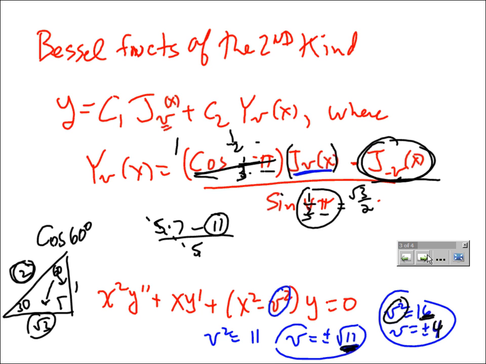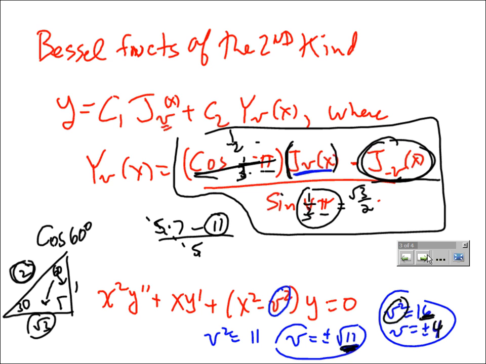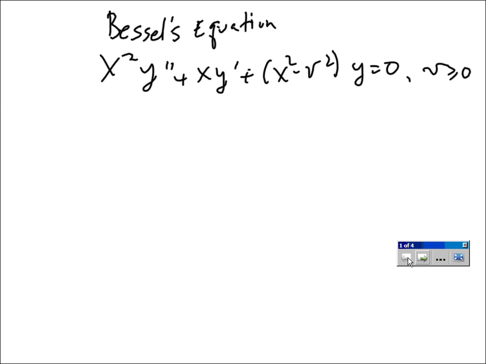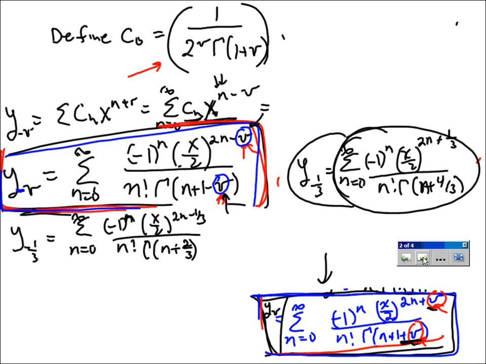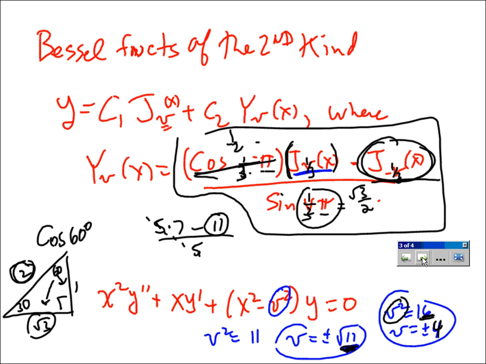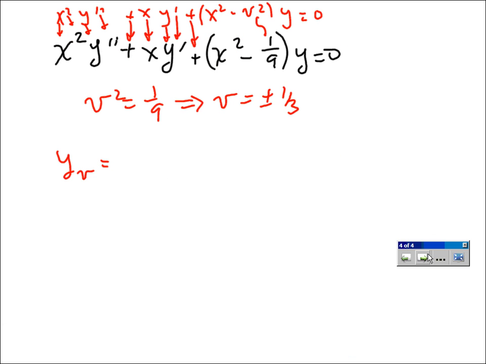Okay, so this will be pretty much the answer, except you need to type in J sub 1/3 of x and J sub minus 1/3 of x, which I actually wrote down on the other page. There's J sub 1/3, there's J sub negative 1/3. And that will give you the final answer. Okay, that completes the section on the Bessel equations, and a little beginning of the gamma function.